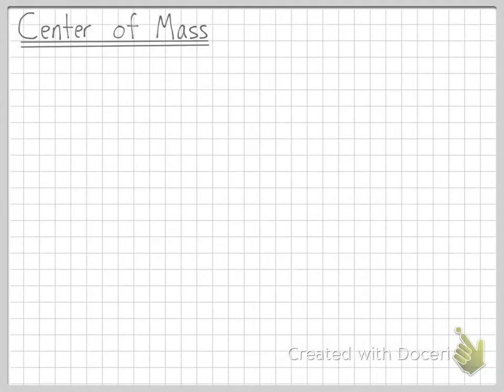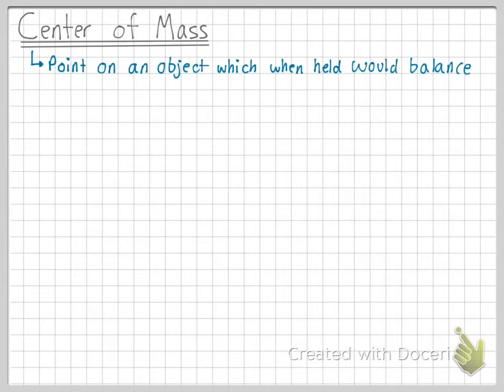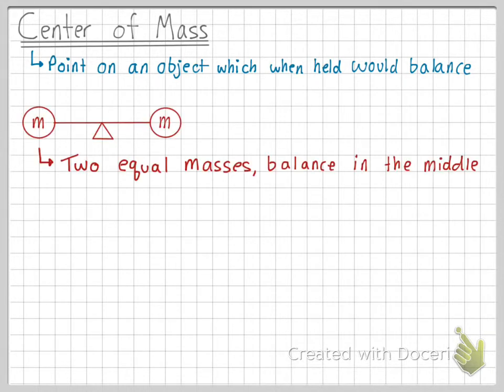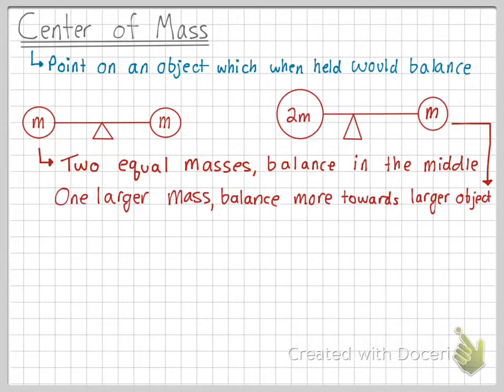This video briefly covers some of the main ideas about center of mass. The center of mass can be thought of as any point on an object which, when held, will balance. So like we did in class, if we have two equal masses on a rod, the rod will balance in the middle, and this is because the center of mass is in between the two masses.